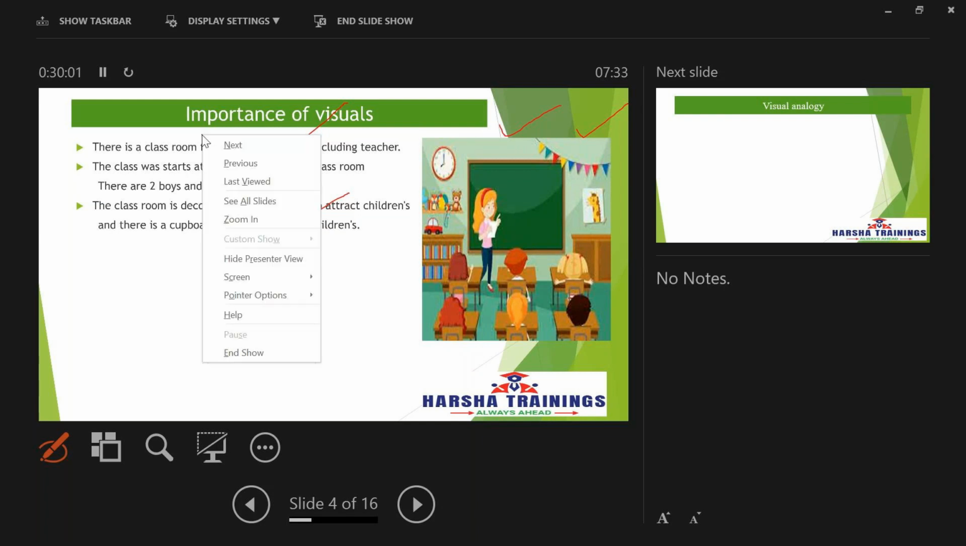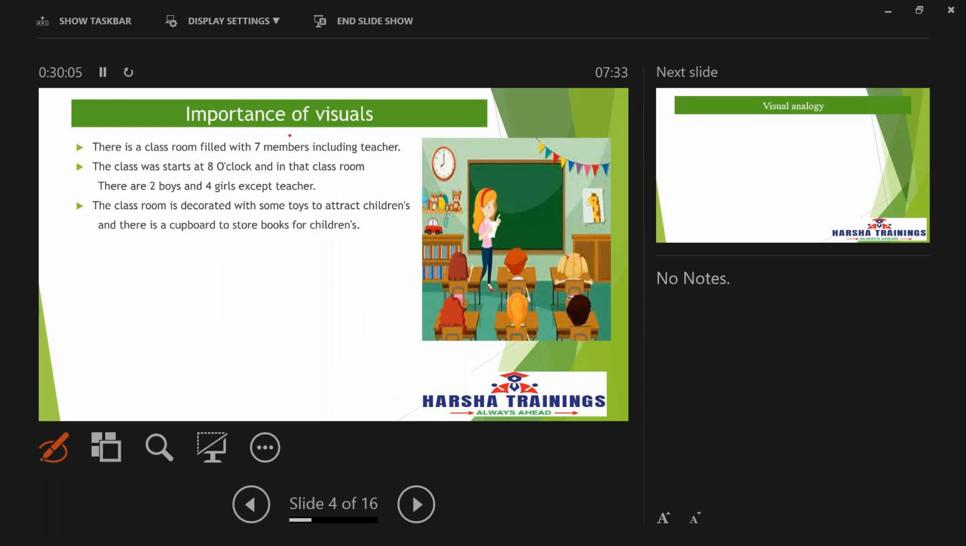Based on this image, I wrote this story, or based on a story, I created this visual. Based on the visual, I wrote a story, it might be anything, whatever it is. But if you are trying to analyze these two things, the importance of the visual, why am I saying that?